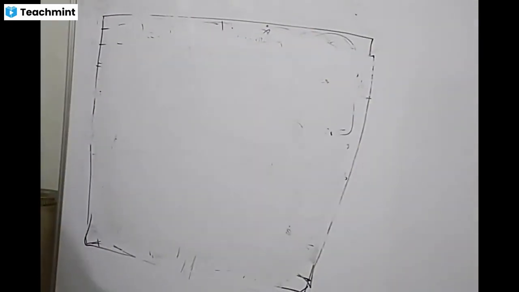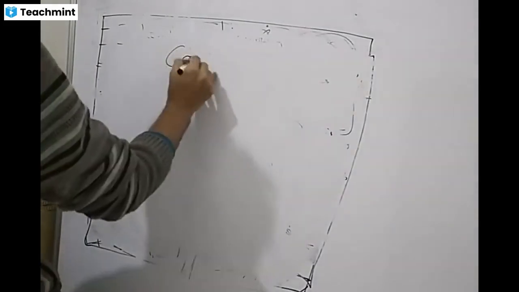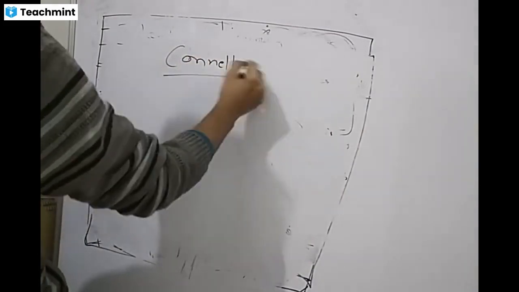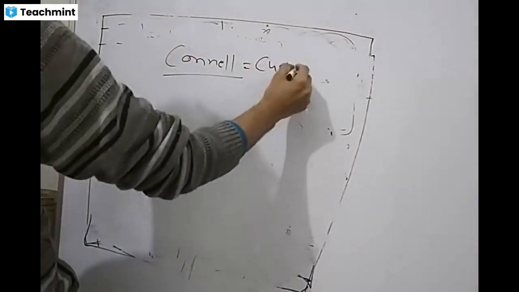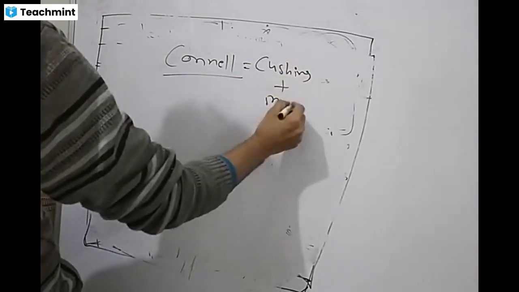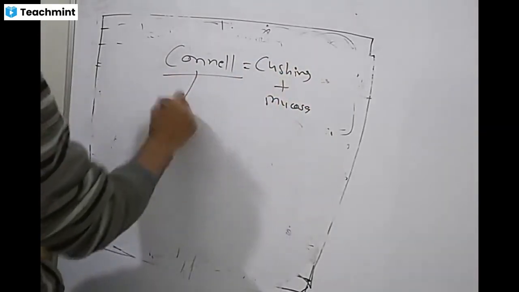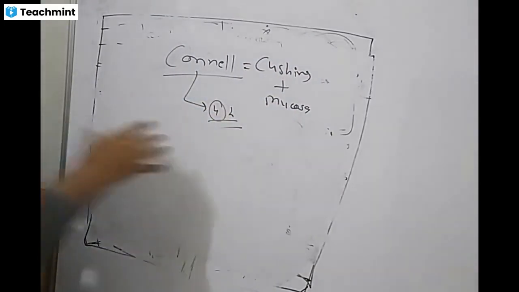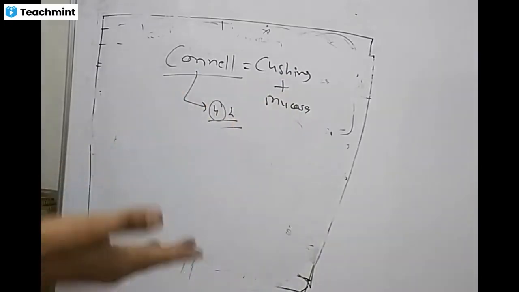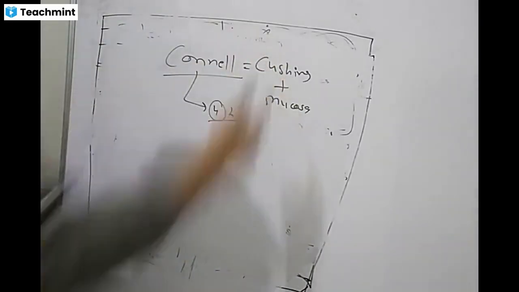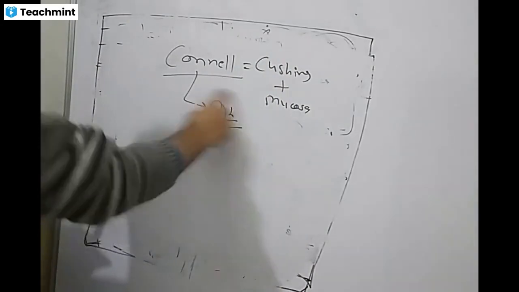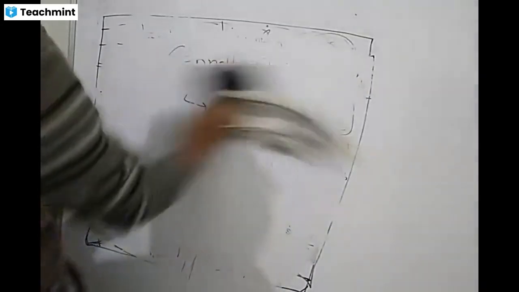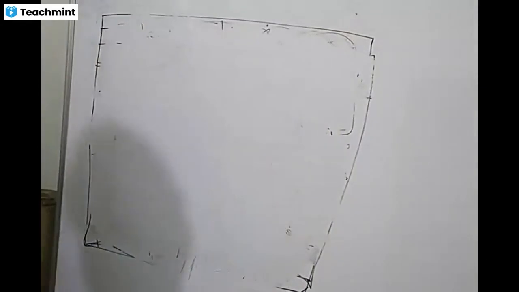Then there is one more pattern. Okay. After Cushing, there is Connell. Connell is nothing but Cushing plus mucosa. It means it is four-layer suturing. Just like Joubert is Lambert plus mucosa, Connell is Cushing plus mucosa. It includes all the four layers. It enters into the lumen and then comes back.